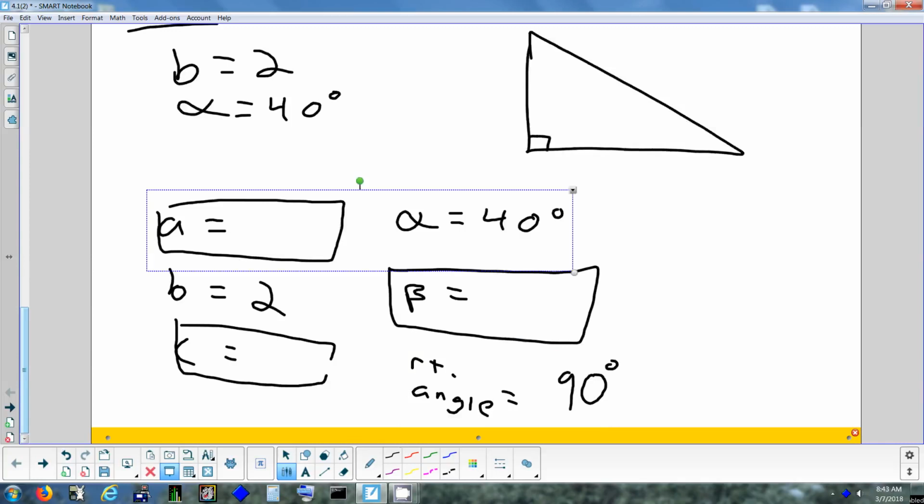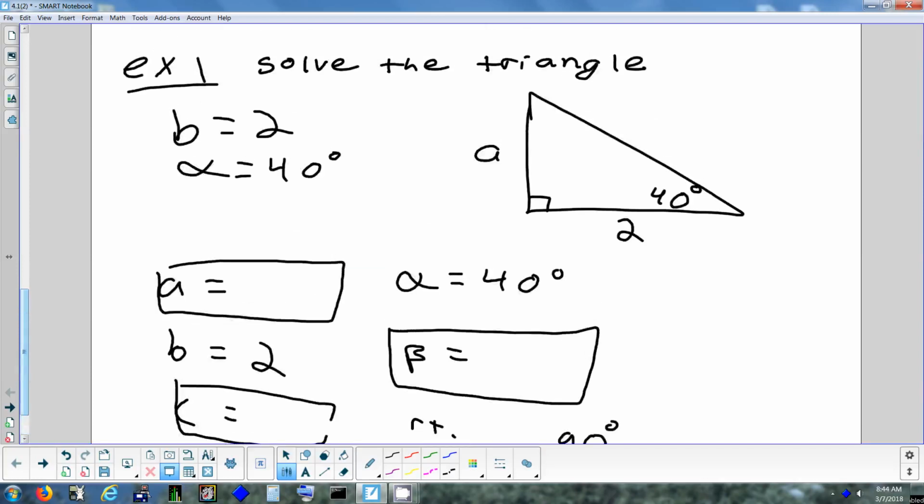When you draw your triangle, put A across from alpha. We're going to put B across from, yeah, go ahead, Austin. Beta? Yeah, we're going to put b across from beta. And I know b is 2, so I'm going to fill that in. B across from beta, and that leaves c. So there's my diagram. Okay, so now I can kind of visualize what's opposite 40, what's adjacent to 40, and where the hypotenuse is.